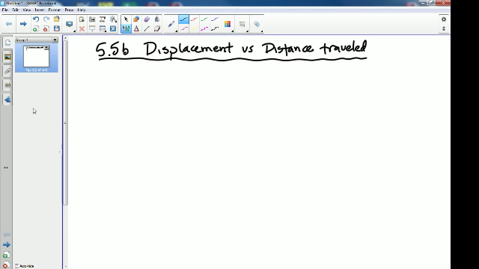We're going to talk about the difference between displacement and distance traveled in regards to rate.